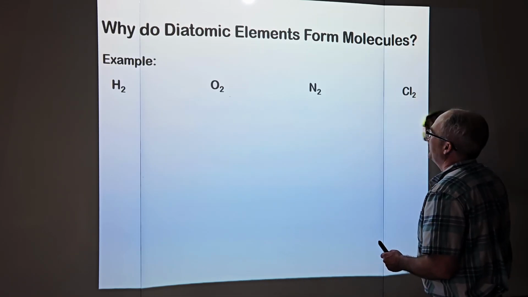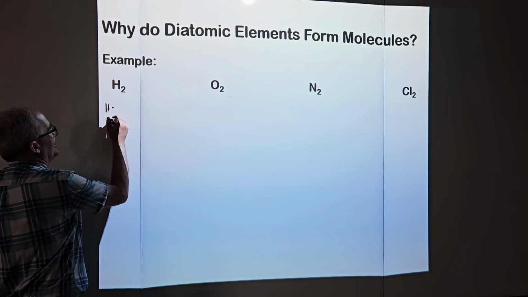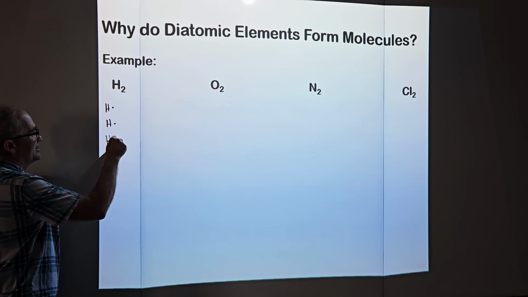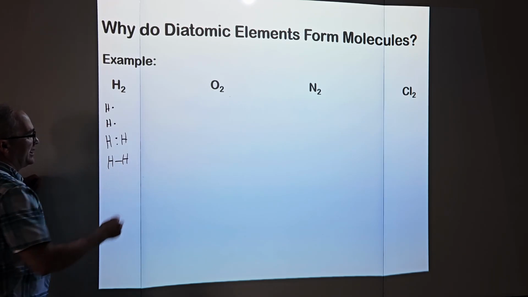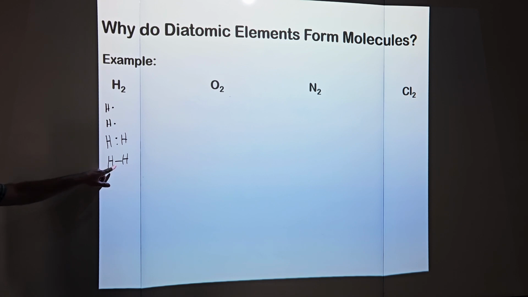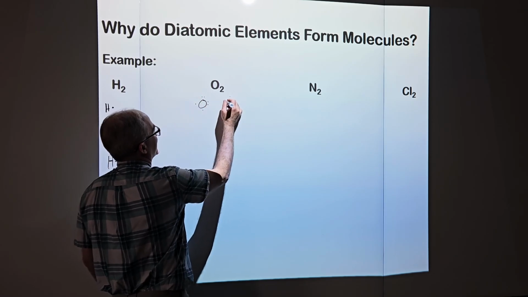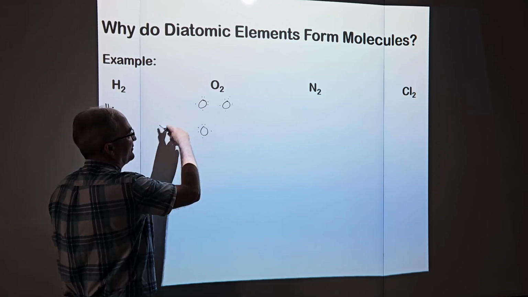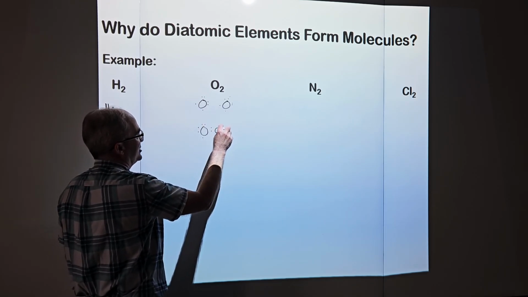Why do diatomic elements form molecules? I got a hydrogen and a hydrogen. And if those get together and share electrons, eventually we're going to see that where we see a pair of electrons, we can make a dashed line to represent a pair. So now I have a hydrogen bonded to a hydrogen. Oxygen, 1, 2, 3, 4, 5, 6. 1, 2, 3, 4, 5, 6. I flip that one the other way around, and now I can draw in this oxygen.